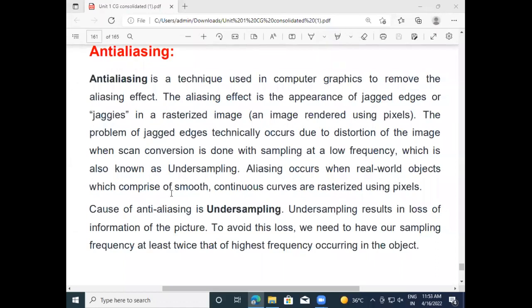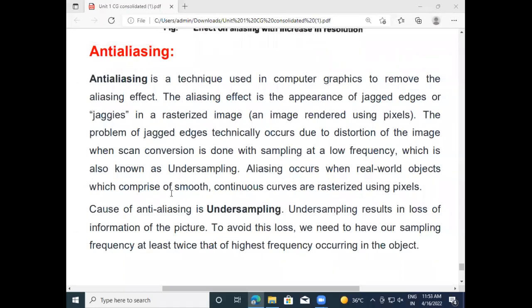In the last lecture, we saw what aliasing is. Aliasing is a jagged effect that appears on the screen whenever a low resolution screen is used. So what are the methods to avoid aliasing, or to reduce its effect? Those methods are called anti-aliasing. It is a technique used in computer graphics to remove the aliasing effect.